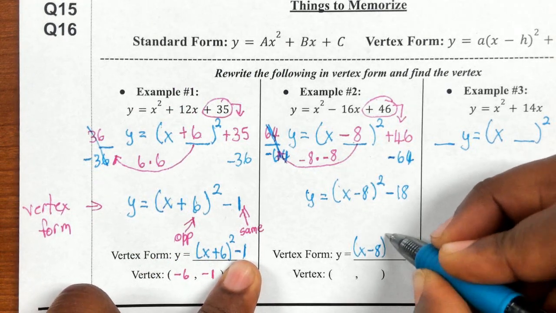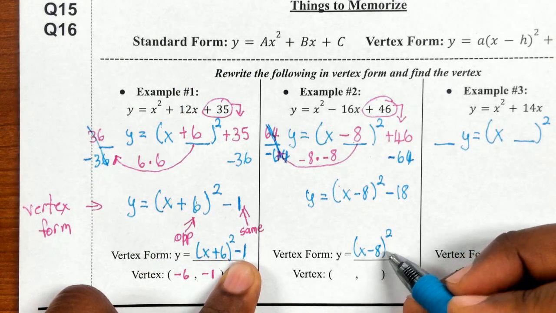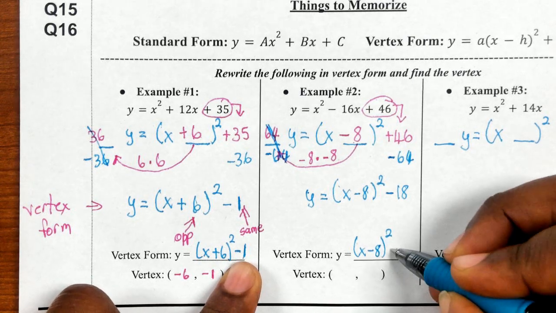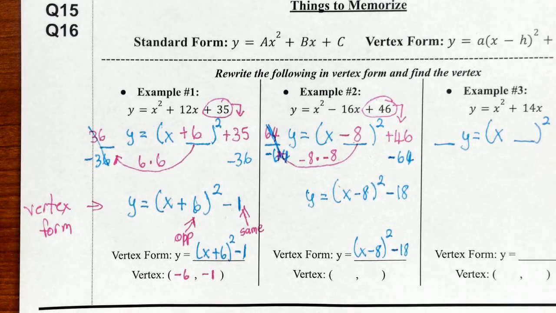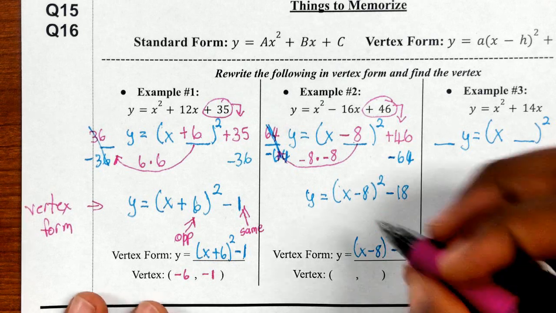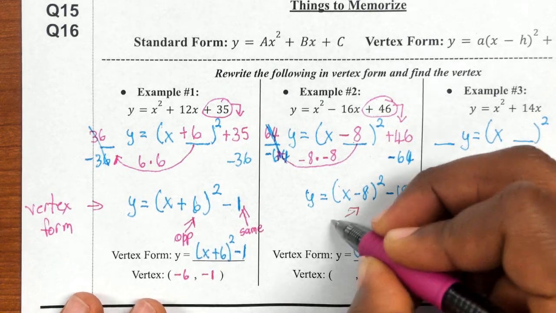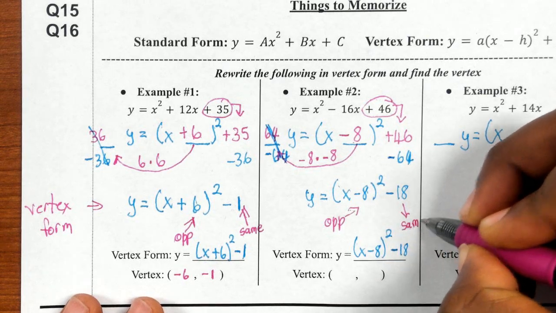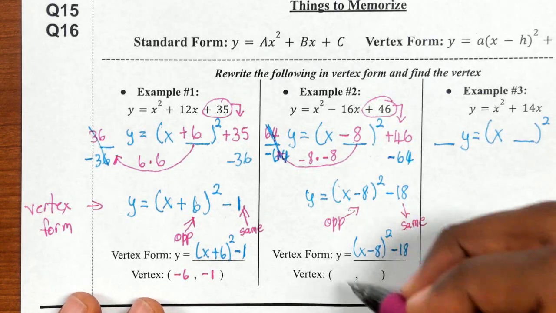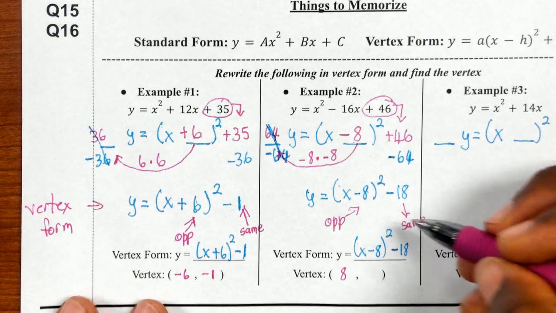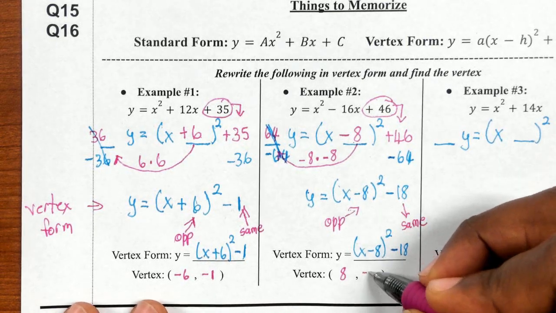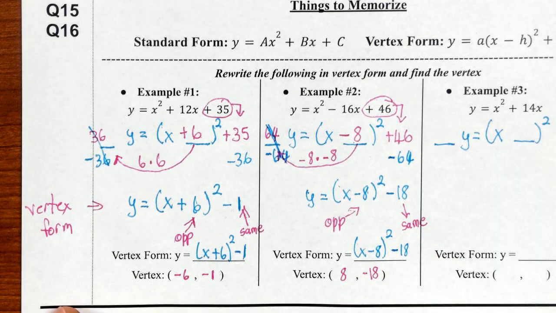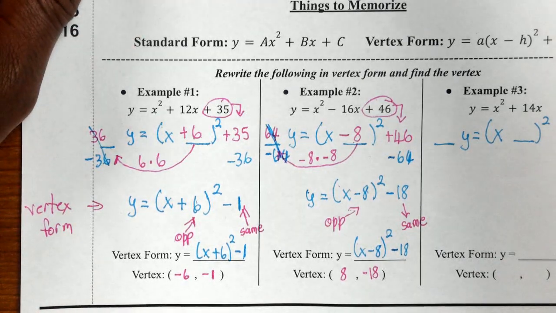All you need to type in is parentheses x minus 8 parentheses squared minus 18. And then to evaluate the vertex coordinate, you do the opposite of this inside number, same as this outside number. The opposite of a negative 8 is a positive 8. The same as a negative 18 is negative 18. Now let's do the final problem, guys.